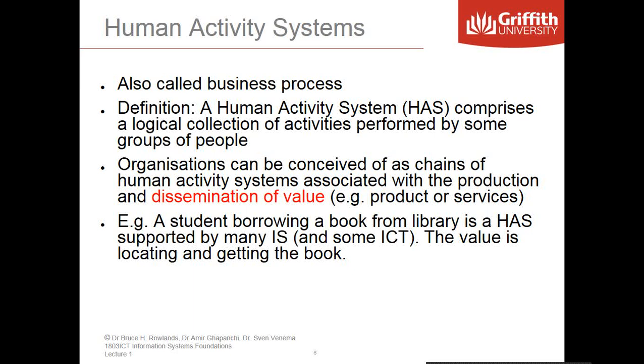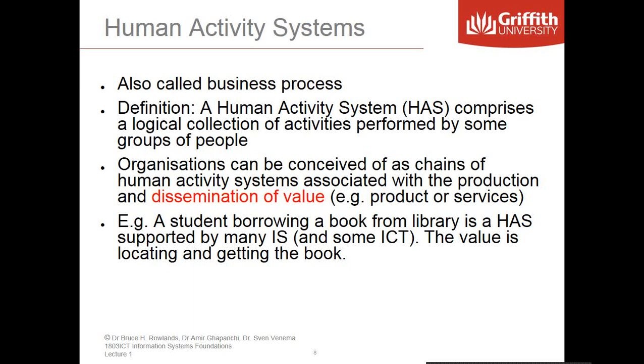So human activity systems, they're also called business processes. Okay, so that's a slightly less human sounding name. And so a human activity system, or a HAS, H-A-S, comprises a logical collection of activities performed by some groups of people. Okay, so we get together as a group and we do something, and it has an outcome of some kind. And because we're in a business context, that outcome should relate to what the business needs to be done. Okay, and if we support that, the business does better.